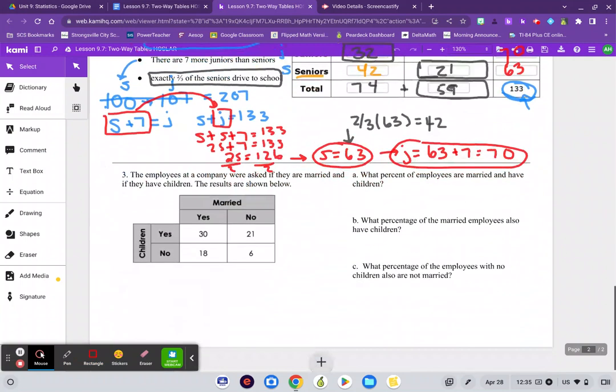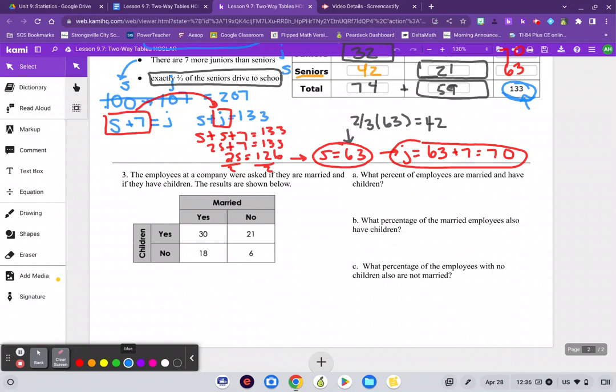All right, let's talk about 3. 3 was also a released test question. This was on the state test at one point. So let's read through it. It says, the employees at a company were asked if they are married and if they have children. The results are shown below. Okay, so they don't have any totals for me is what I noticed. We'll see if that matters.